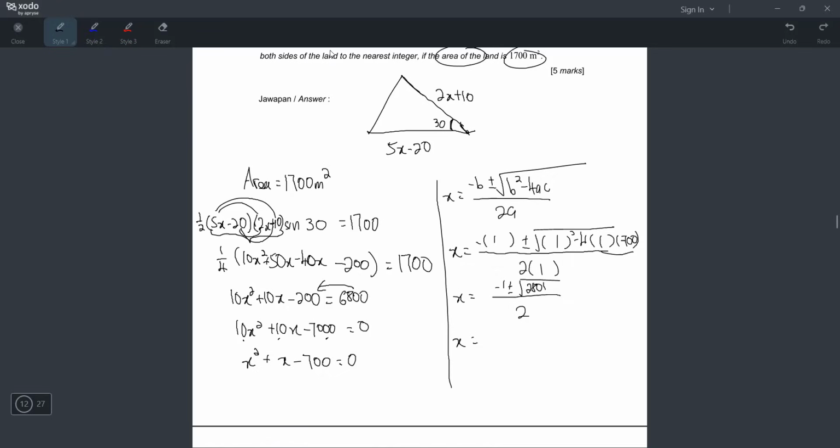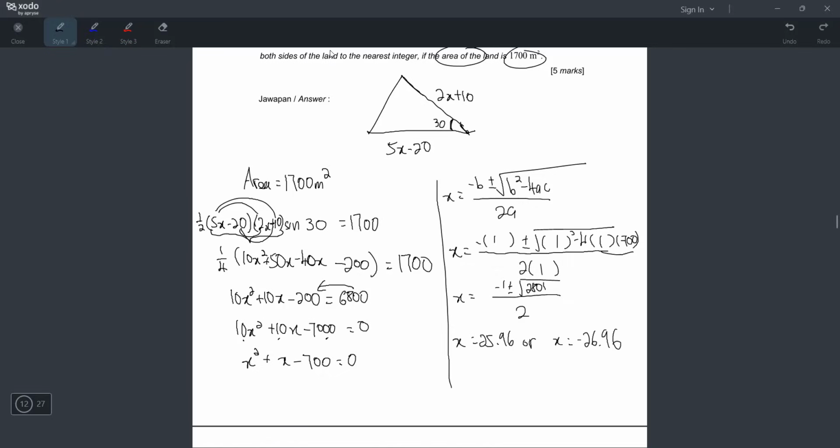Okay, 25.96, right? Let's just write false integer. For the other answer, you can press one more time, but this time it's minus. So you press negative 1 minus square root 2801, equal first, and then divide by 2. Okay, I get negative 26.96. So these are my two x answers.